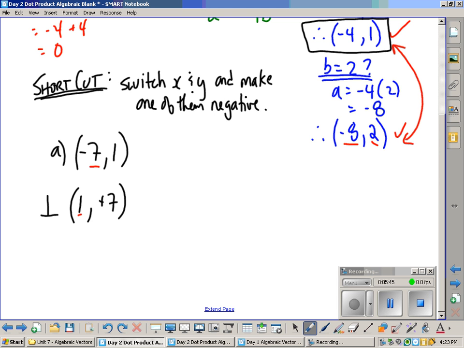Again, off to the side, you can double check this by doing their dot product. So multiply the x's together, that's negative 7. Multiply these, plus 7, equals 0. So that's just our check.